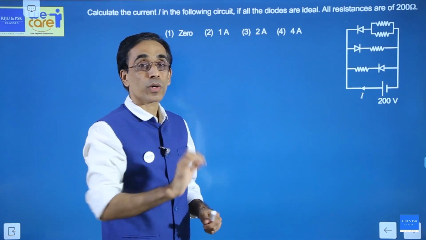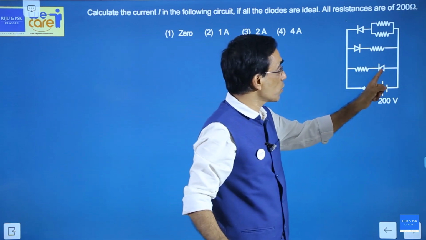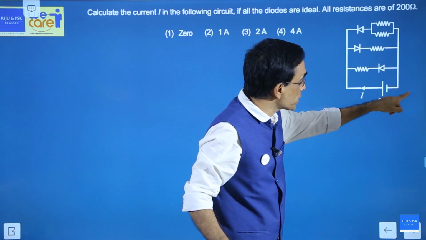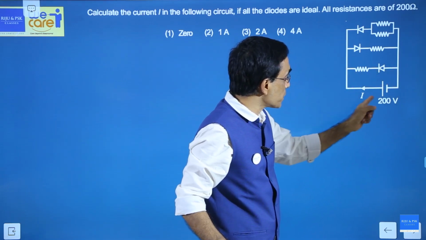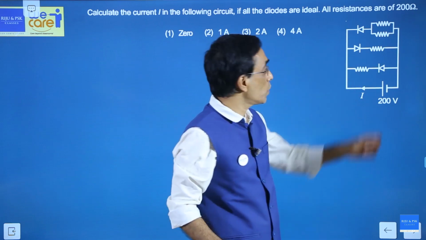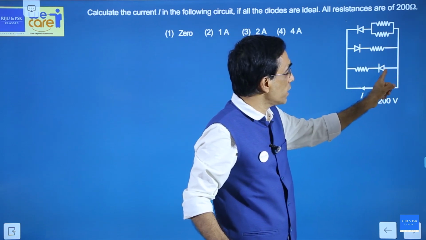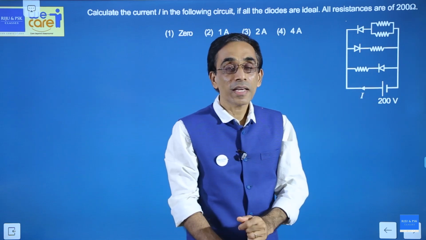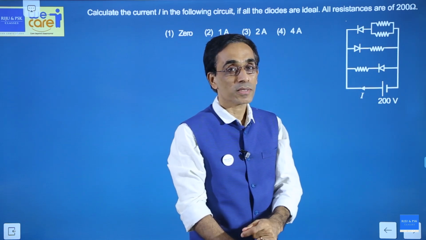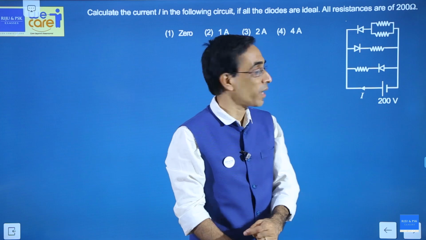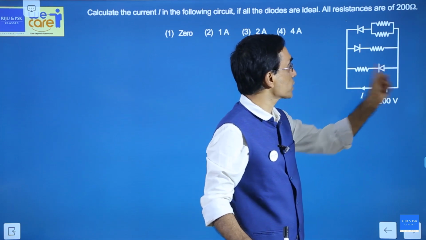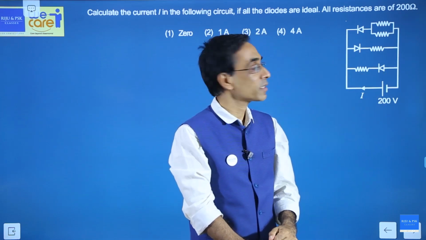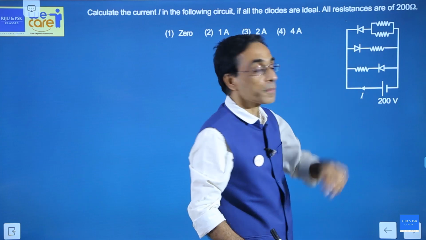Look at each of the diodes. Look at this diode. Its P side is at 0 and the N side must be at a higher potential. So its P side is at a lower potential, N side is at a higher potential. Is it reverse biased or forward biased? It is reverse biased. So there will be no current flowing through this branch. It will not conduct.